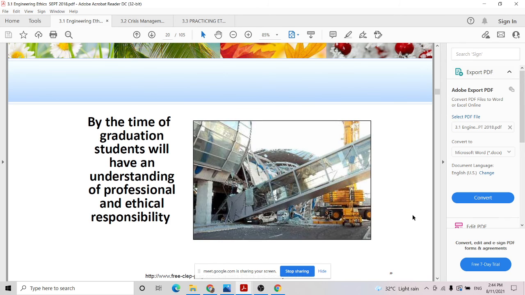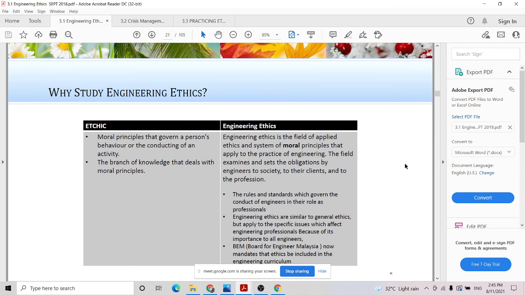So this is an example. By the time of graduation, students will have an understanding of professional and ethical responsibility. If you don't have this professional and ethical responsibility, this is an example of the consequences: your bridge will fail, collapse, and so on and so forth. So this is ethics.